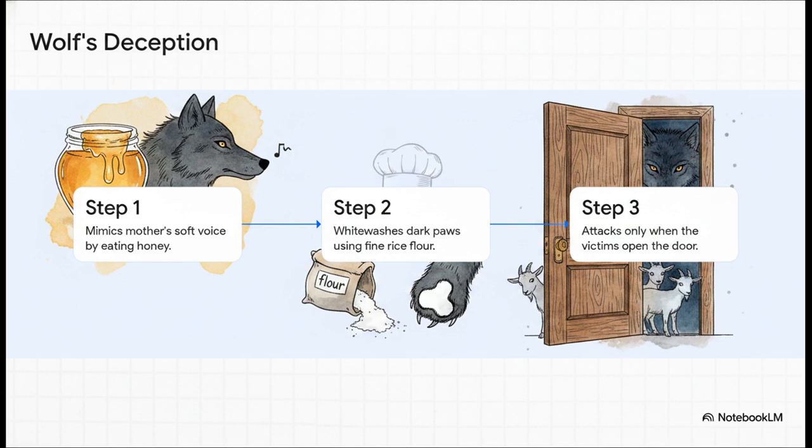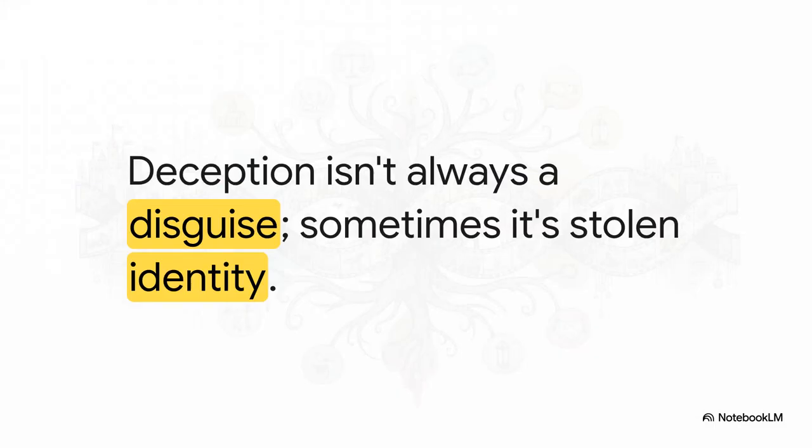First, he eats honey to get a soft voice. Then he literally goes to a baker for fine rice flour to whitewash his dark paws. I mean, just imagine a wolf standing patiently in line at a bakery just to pull off a heist. It's crazy. The threat completely bypasses logic by manipulating the innocence and trust of the victims. But deception isn't always a physical disguise, like flour and honey. Sometimes it is straight-up stolen identity.